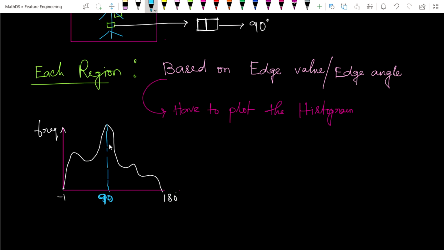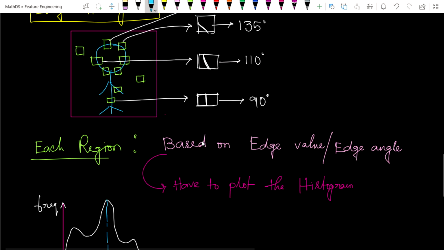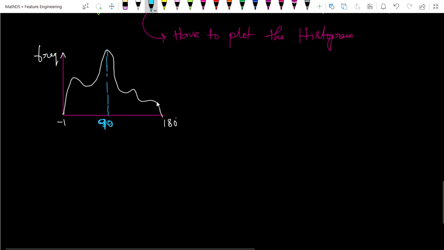So this is a histogram of the corresponding edge pixels, based on the edge angle value. Just see it in this example. We've taken that the maximum edge is at 90 degrees, and 90 degrees means a vertical line, a vertical edge. Now, after that we have to convert this edge histogram into a vector.